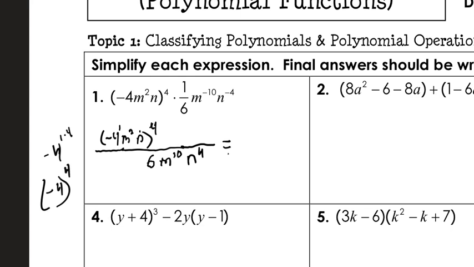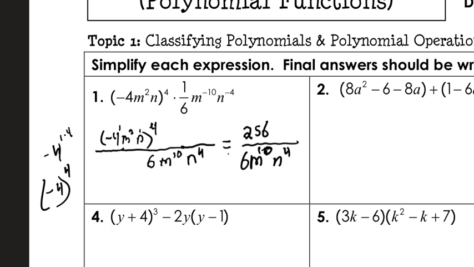If you do that on your calculator, make sure you're using parentheses because you have negative 4 times negative 4 times negative 4 times negative 4. You have 4 of them. Okay, I think that's going to be 256, and I think it's going to be a positive, so it stays on top. It's not a negative. We can copy over the stuff from the bottom if we want. 6 m to the 10th n to the 4th.